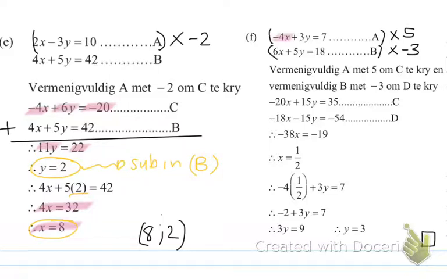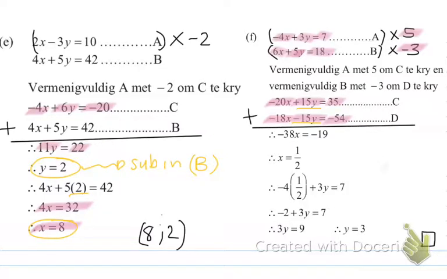Negative 4x times 5 is negative 20x. 3y times 5 is 15y, and 7 times 5 is 35. Then I take the equation number B and multiply it by -3. 6x times -3 is negative 18x. 5y times -3 is negative 15y. And 18 times -3 is negative 54. Now I see plus 15y minus 15y. That's nice because I'm going to be able to eliminate something.